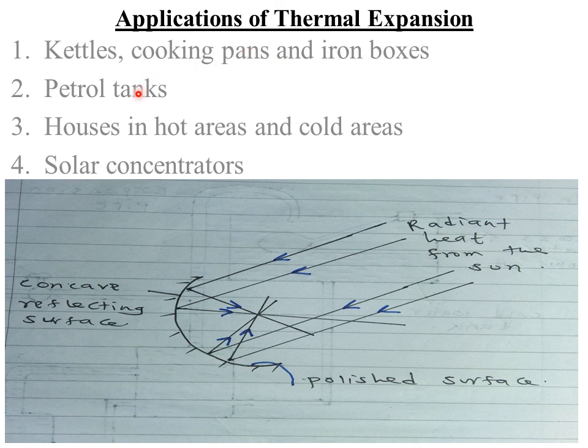Then petrol tanks also apply thermal radiation. So petrol tanks are painted silvery bright to reflect away as much heat as possible. So if you look at the tankers carrying the petrol, they are usually painted white or silvery bright. So this is to prevent heat absorption. Remember we said that shiny materials are good reflectors of heat. So petrol tanks are made with shiny surfaces to reflect away the heat.